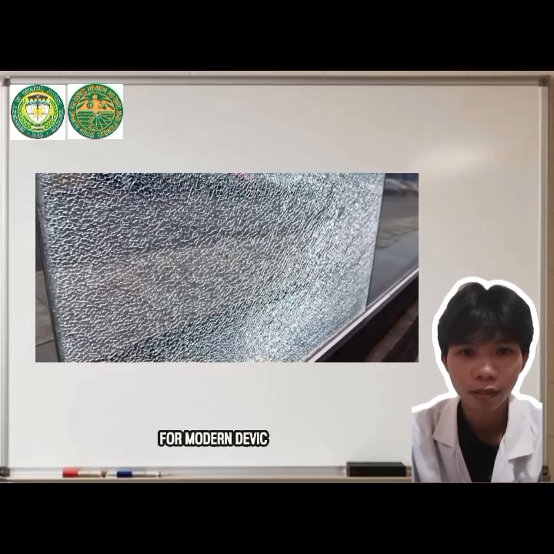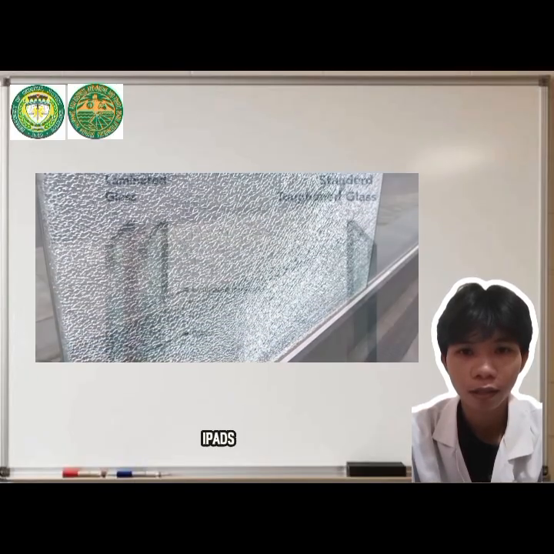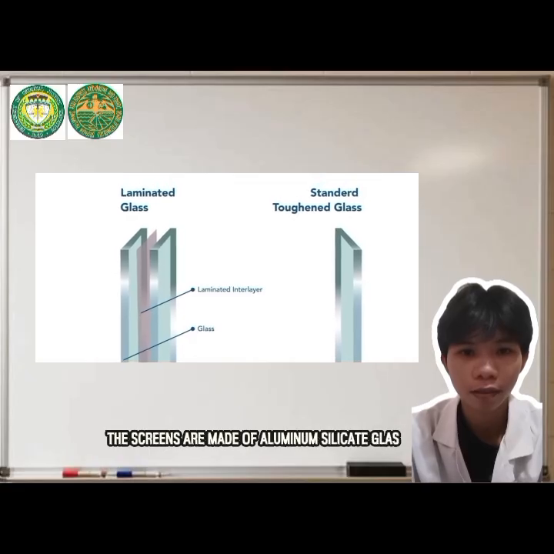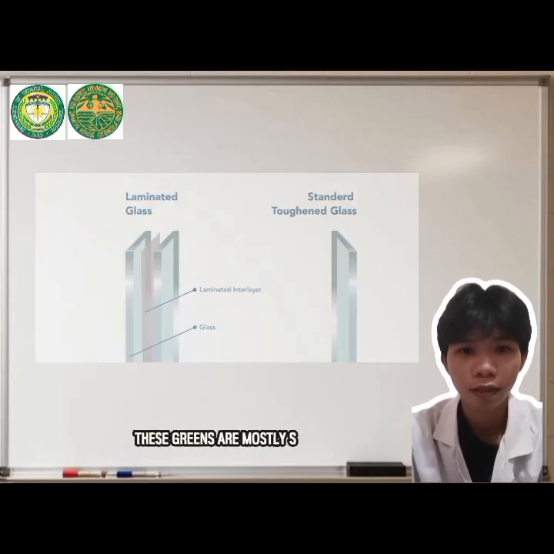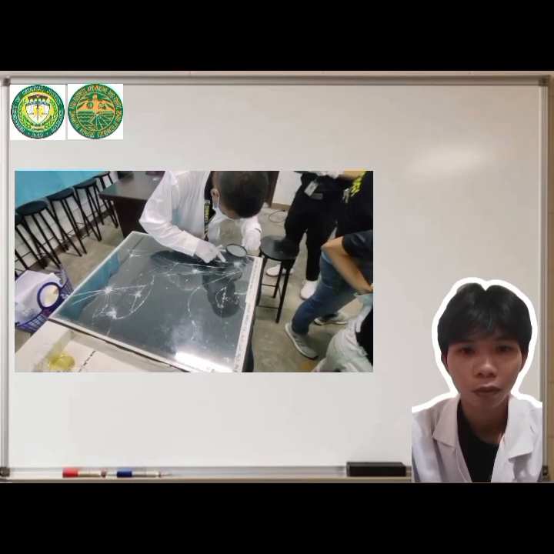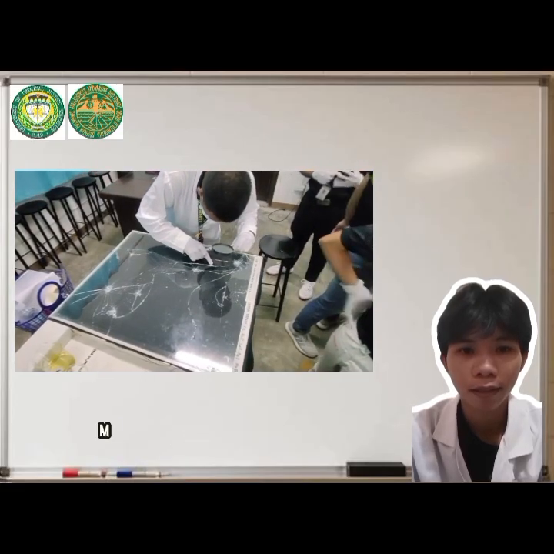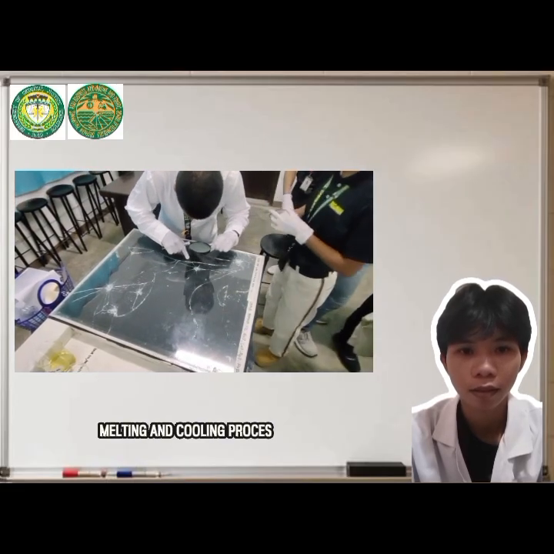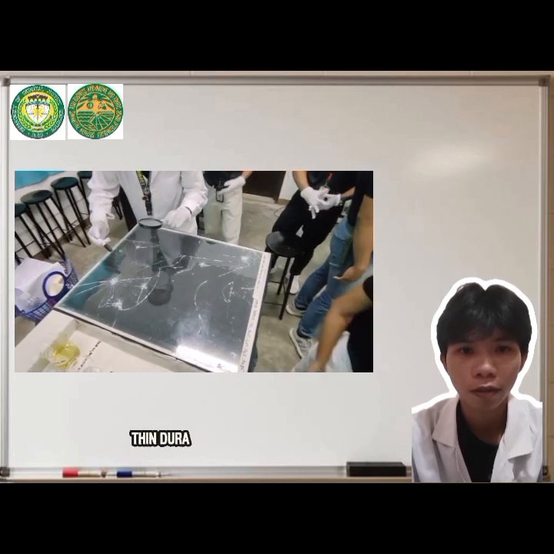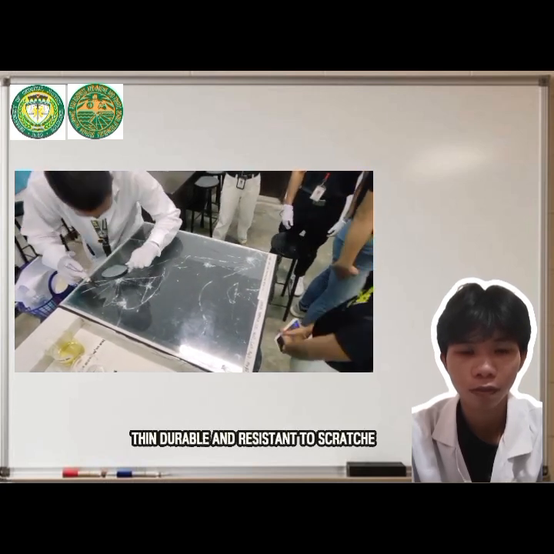For modern devices like phones, iPads, and tablets, the screens are made of aluminum silicate glass. These screens are mostly silicon dioxide, but also contain aluminum. With the right heating, melting, and cooling process, these screens become strong, thin, durable, and resistant to scratches.